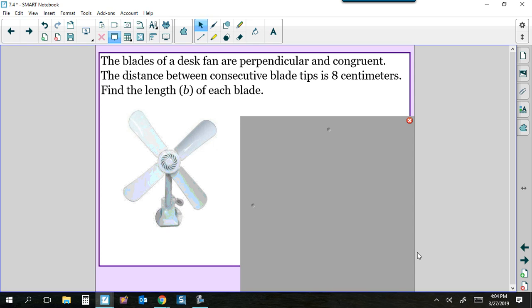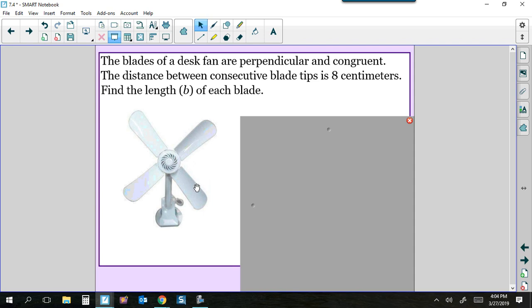All right, next. The blades of the desk fan are perpendicular and congruent. The distance between the consecutive blade tips are 8 centimeters. Find the length of each blade. So let's find a triangle. So we need to make our right triangle.